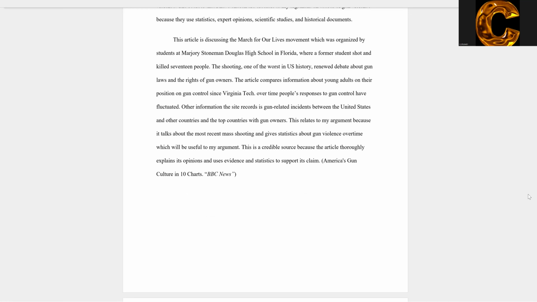Other information, the site records gun-related incidents between the United States and other countries and the top countries with gun owners. This relates to my argument because it talks about the most recent mass shooting and gives statistics about gun violence over time, which will be useful to my argument. It's a credible source because the article thoroughly explains its opinions and uses evidence and statistics to support its claim.